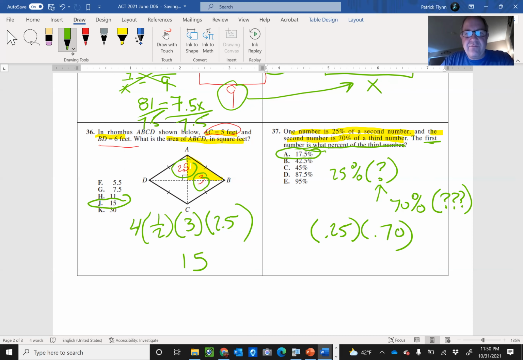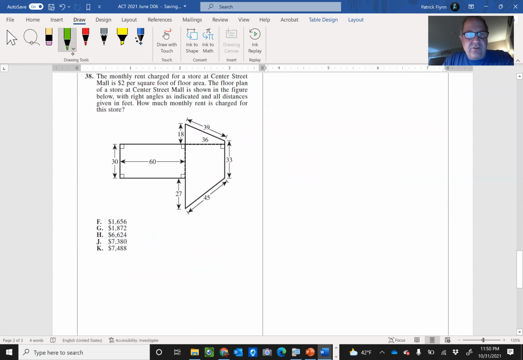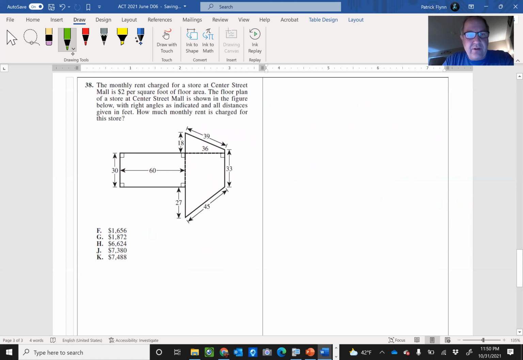That one was a little rough. Not too bad, though. You just had to think about it. Question number 38. We're asked to find out how much we would charge for all this, and we're told that it's $2 per square foot.